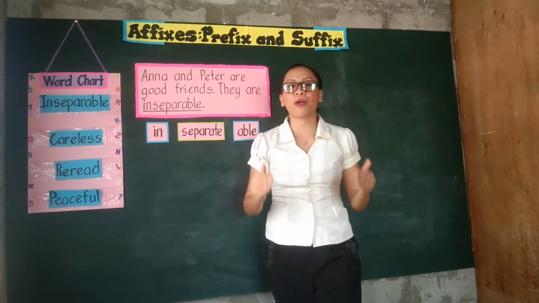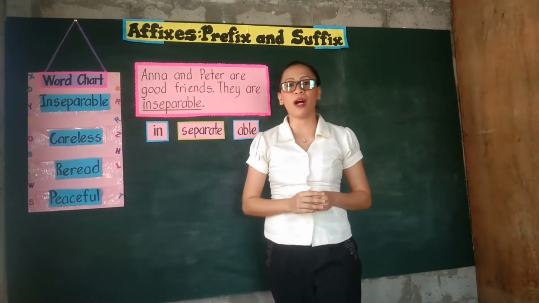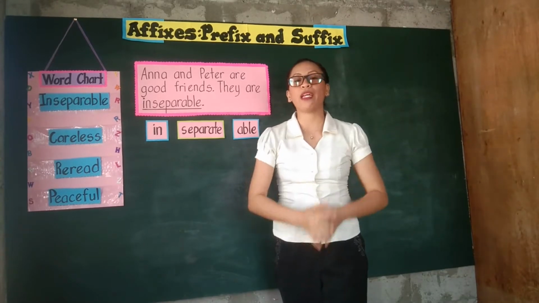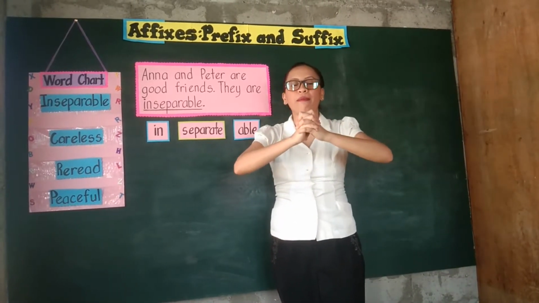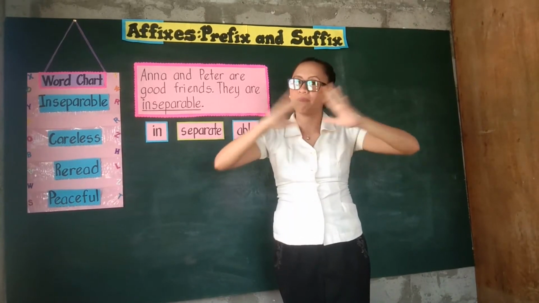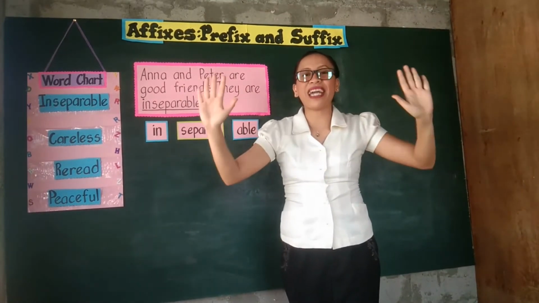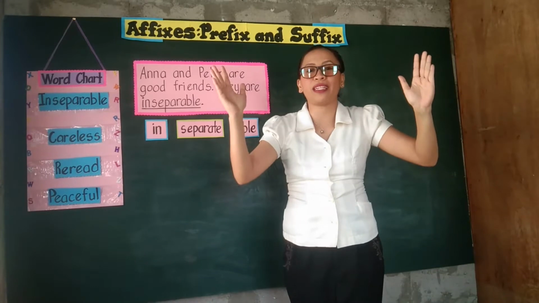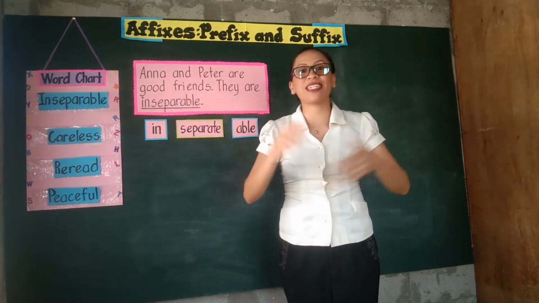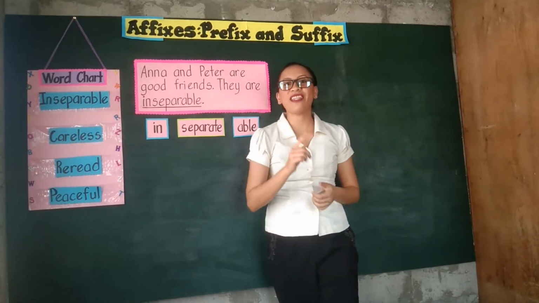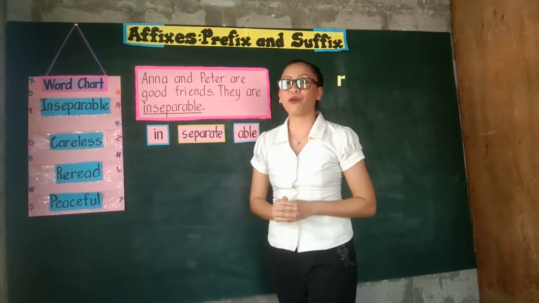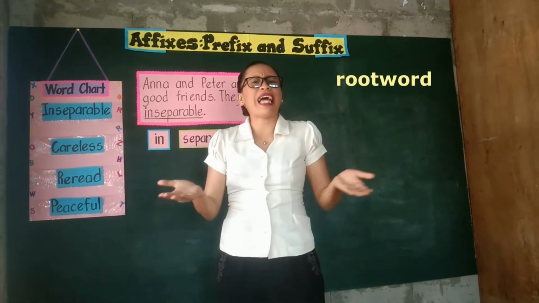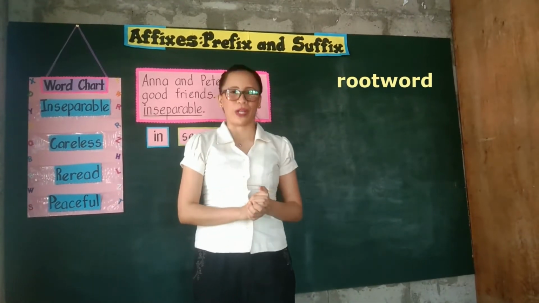Separate means to break into parts or to keep apart. For example, if my hands are together and I want to separate them, then I'll have to do this. Alright, my hands are already separated, which means that they are not together. In the word inseparable, separate is called a root word. But class, what are root words?